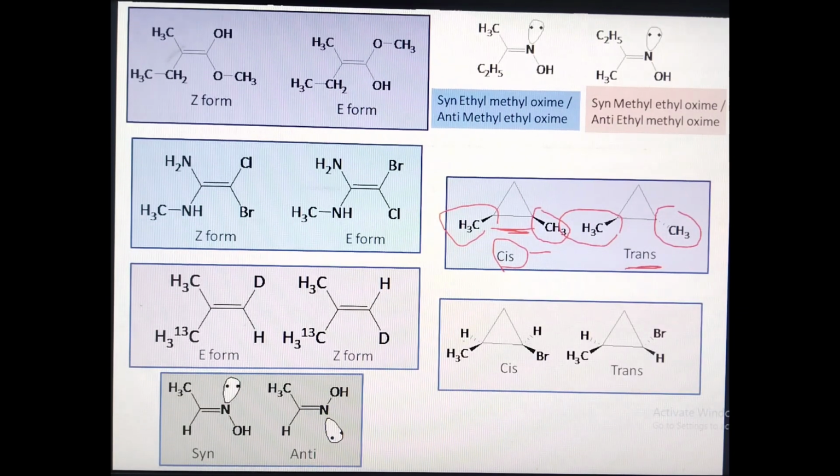See, both are having hydrogens here. This carbon is also having hydrogen, this carbon is also having hydrogen. The hydrogens are on the same side, hence it is cis. But here the hydrogen is below the plane and this is above the plane, hence it is trans. Like this we have to distinguish cis and trans.